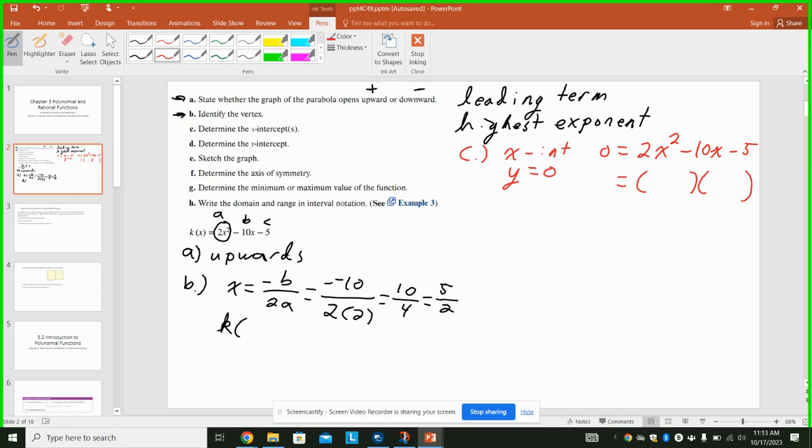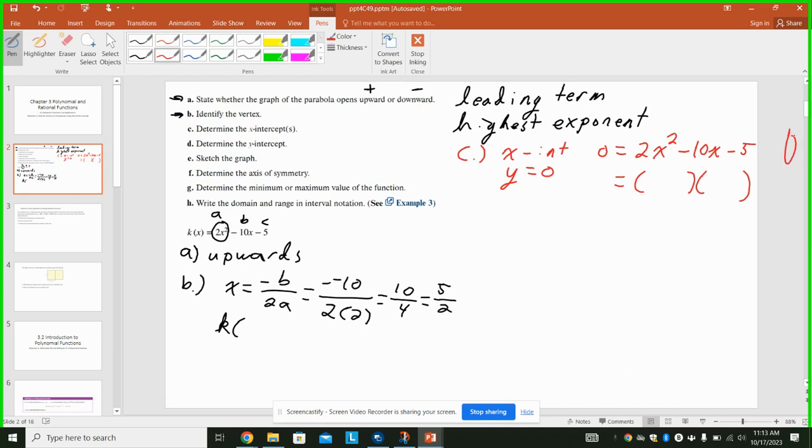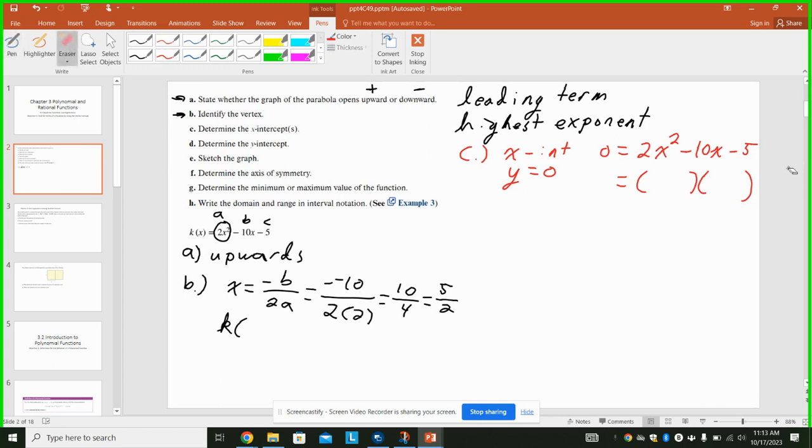When I do my t-chart, can I write over here? Oh, I can. I'm not limited to space.